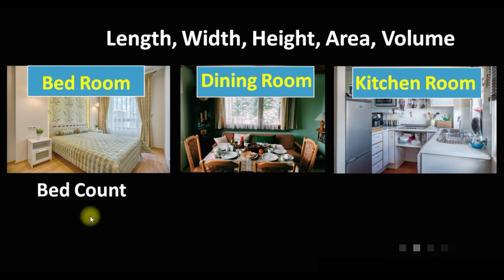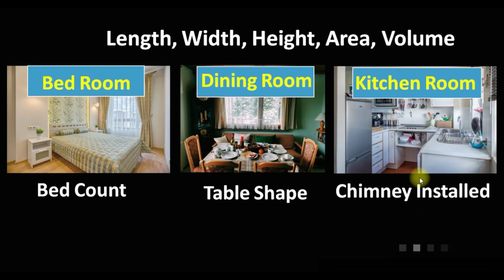Now let's say for the bedroom you have some specific property, let's say bed count. For this room let's say bed count is 1. For the dining room, let's say it has table shape, meaning what is the dining table shape? It can be rectangle, oval or square, right? Similarly for the kitchen room, a specific property, let's say chimney installed or not, okay. This way you can maintain some specific properties as well.